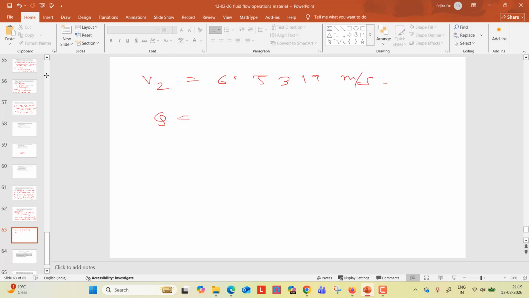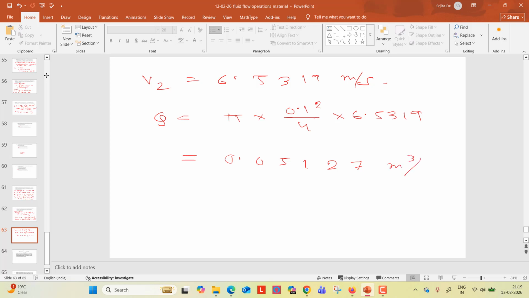Now your Q will be pi into 0.1 square by 4 into 6.5319, which equals 0.05127 meter cube per second.